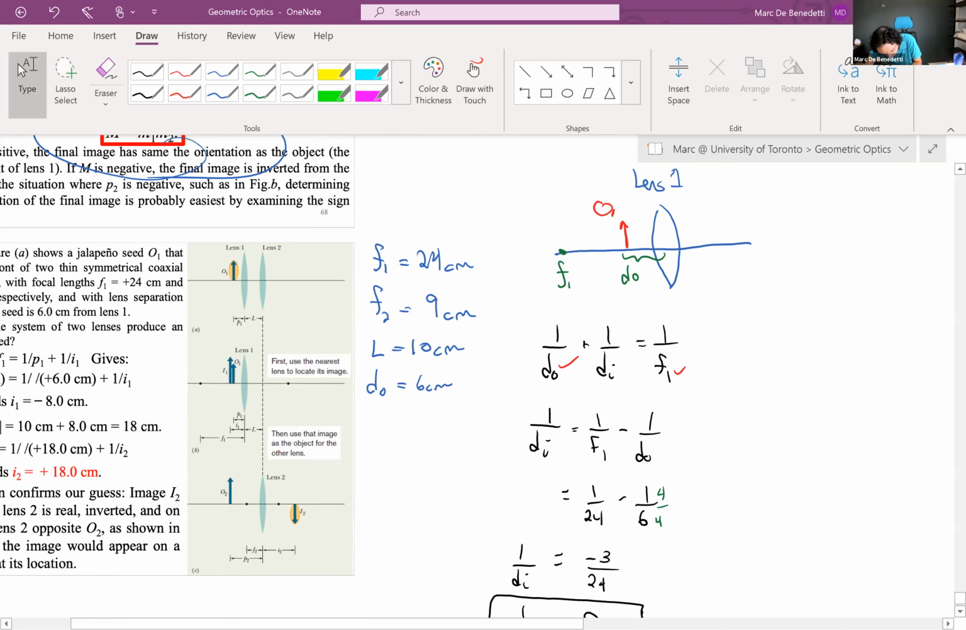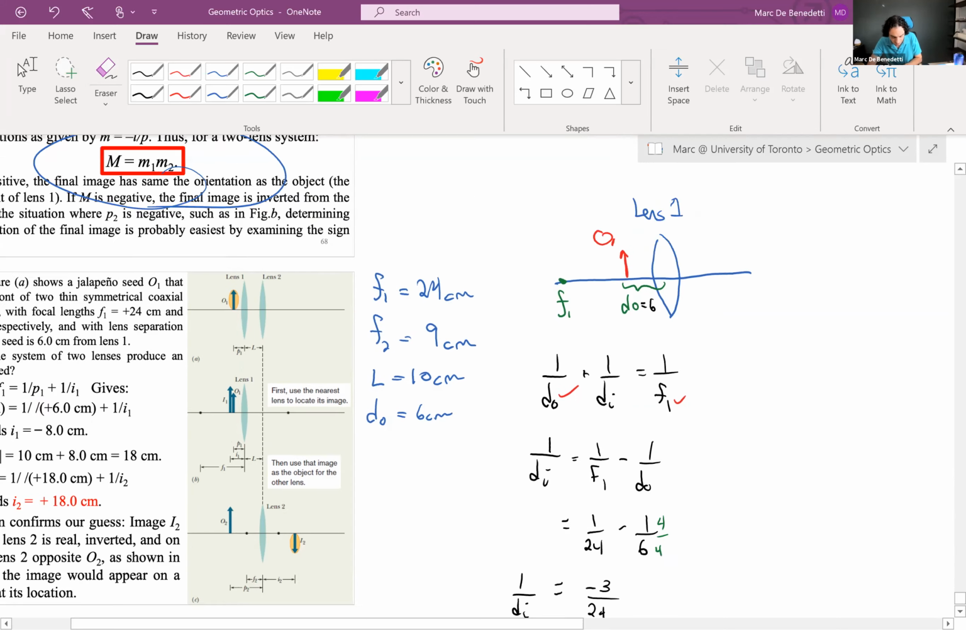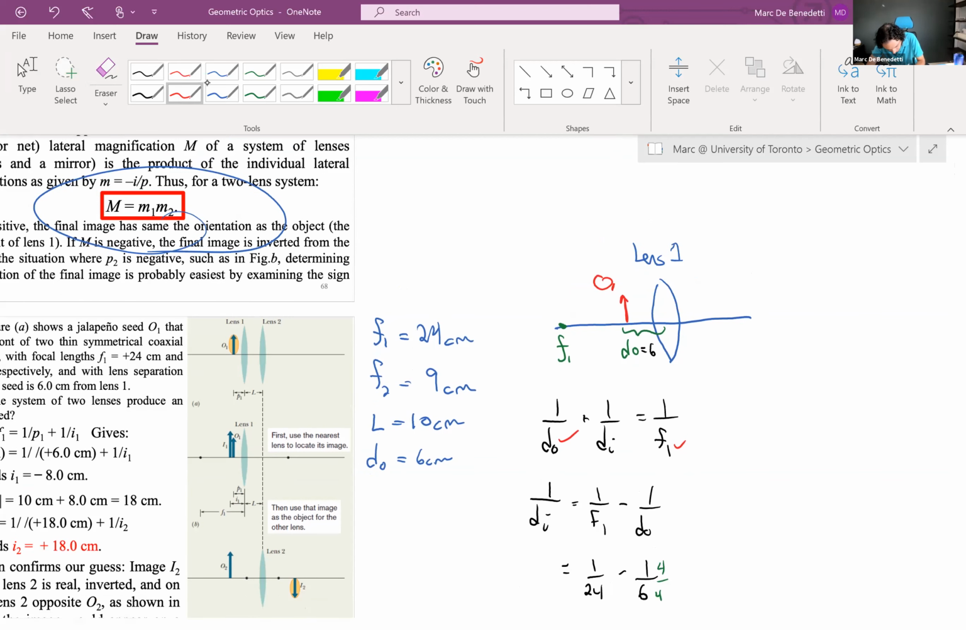So if the object distance was 6, then our answer here is that the distance of the image is going to be -8, which means negative is on the same side as the object in this specific case, and it's going to be at 8 centimeters. So this is going to be maybe green, blue, black. I'll just say black. This is going to be di, and it's going to be 8 centimeters. Okay, so that's going to be O1 prime.